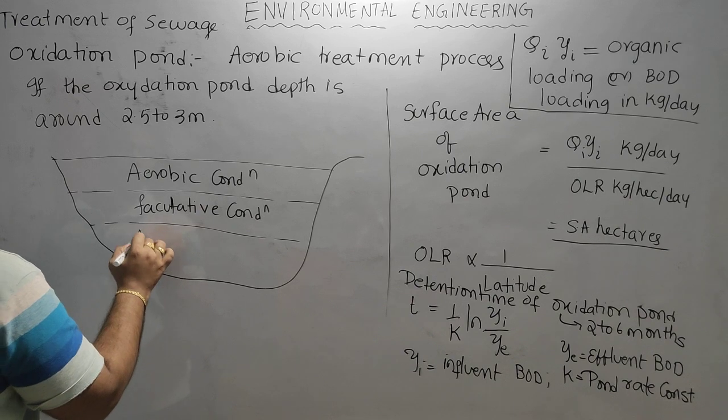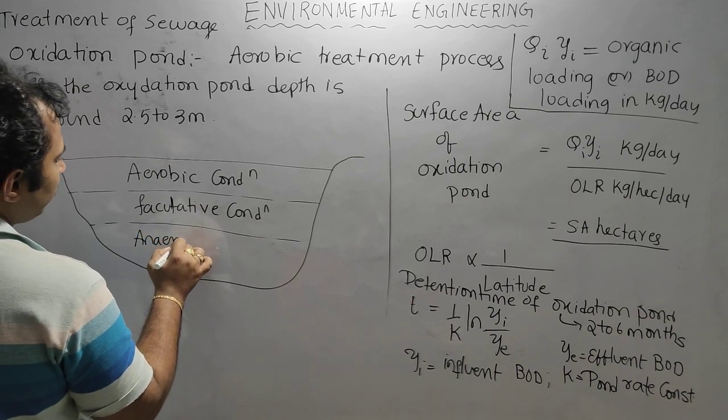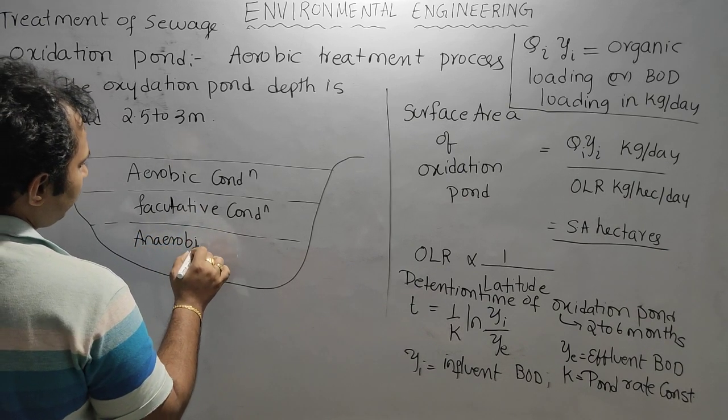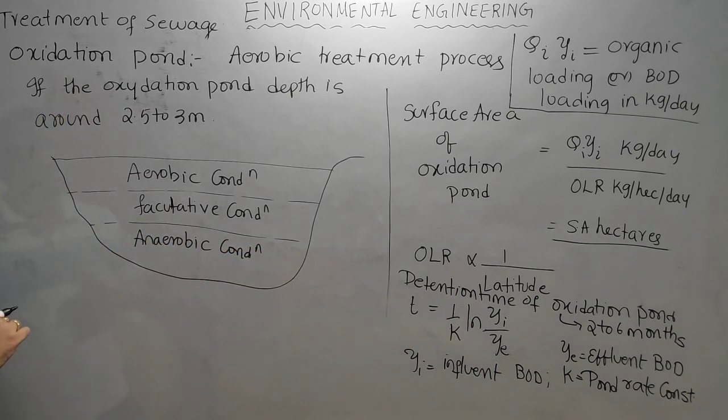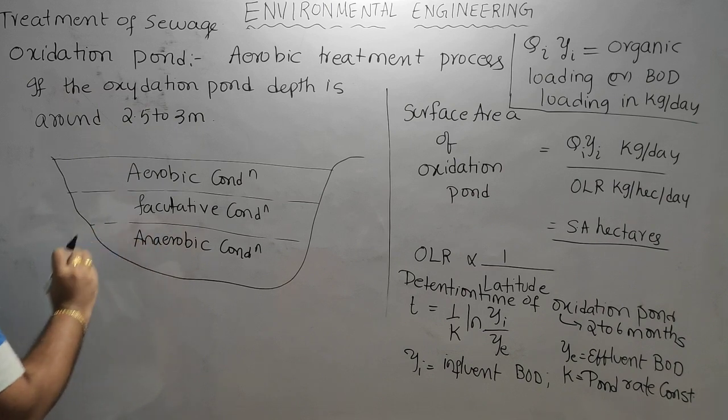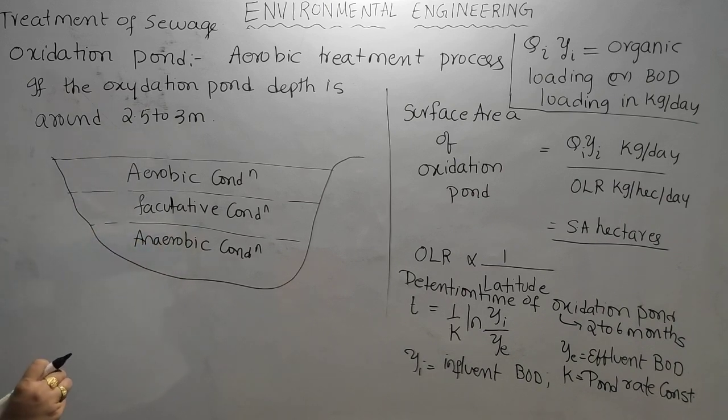Below that, anaerobic bacteria will be present. So at the bottom of the tank anaerobic conditions will prevail, at the medium portion of the tank facultative condition will prevail, and at the top of the tank it will be under aerobic condition.